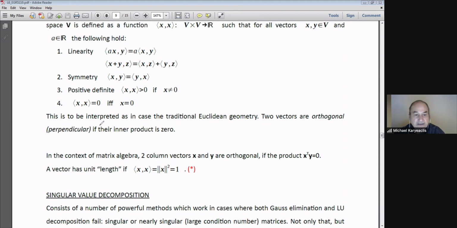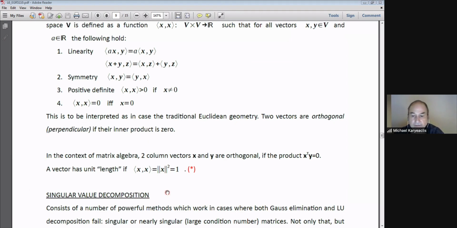All right, now with this definition, we have the following. Singular value decomposition is the method that we need to talk about. The reason that I wanted to talk about inner product is because for this method, the concept of orthogonality is crucial.